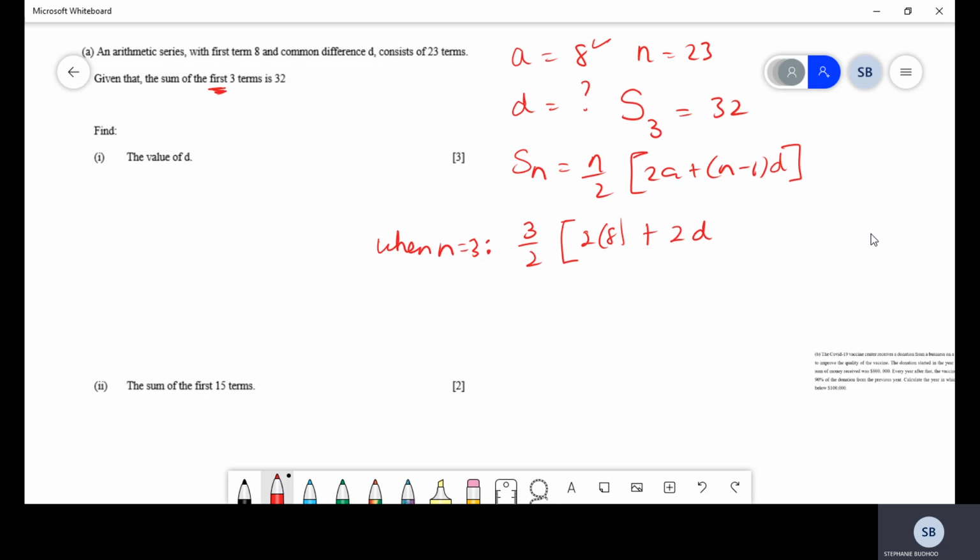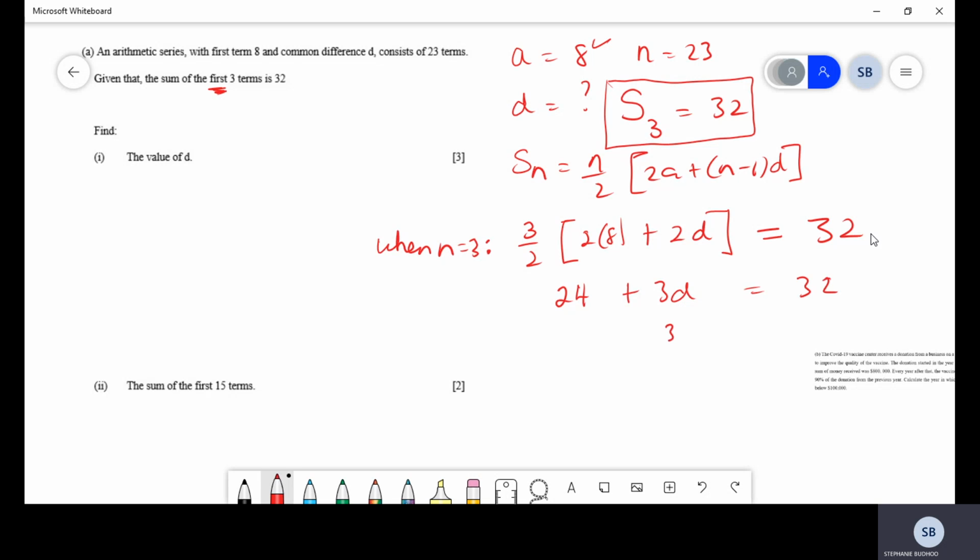Now d is the only value we don't have. And we can set this equal to 32 because essentially the question told us that the sum of the first 3 terms works out to be equal to 32. So we would use our formula, get it in terms of one unknown, and simply equate it to the actual value it's supposed to work out to. A bit of maneuvering, we have 8 2s are 16, then we'll get 24, plus 3d is equal to 32.